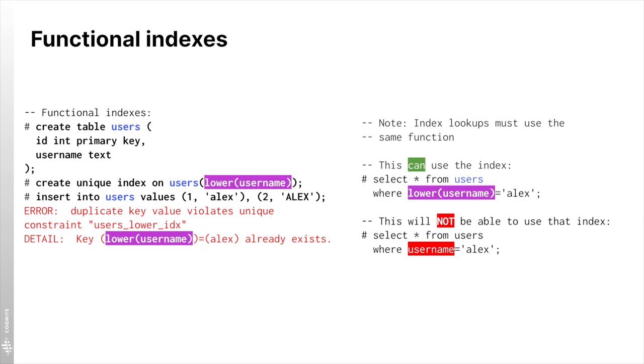Indexes in Postgres can be defined on the output of a function. Here is an example where we create a unique index on the lowercase of a username. So we guarantee that two users cannot have conflicting usernames if they're lowercased. When using a functional index at read time to do a lookup, you have to use the same function. So on the right hand, we see that the first example where the filter does lower username as well, that can use the index, whereas a lookup just on username cannot use that index.